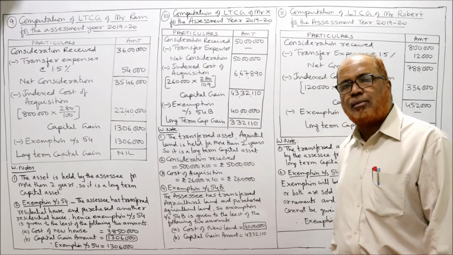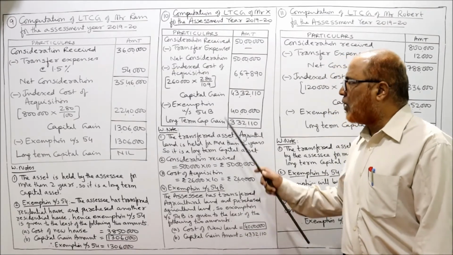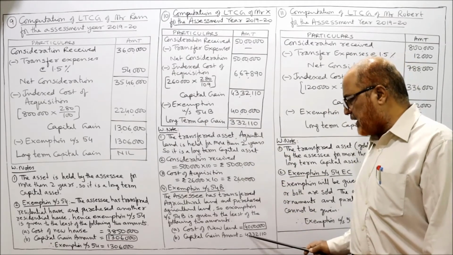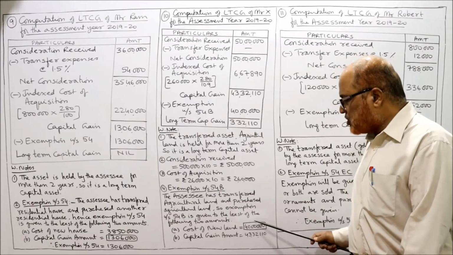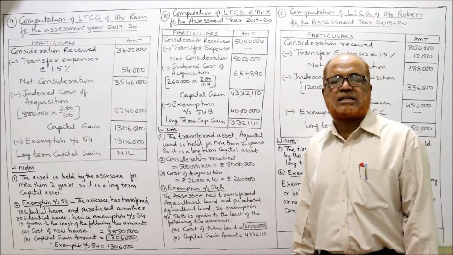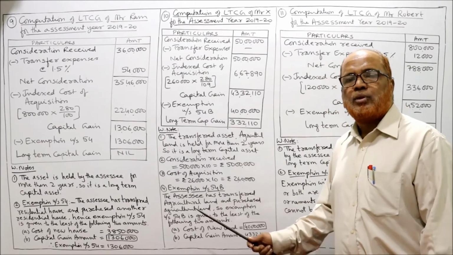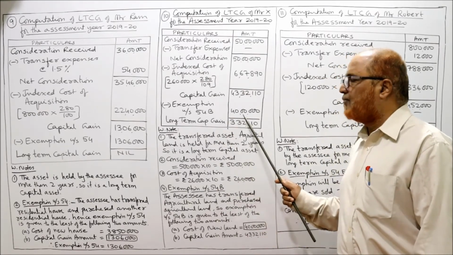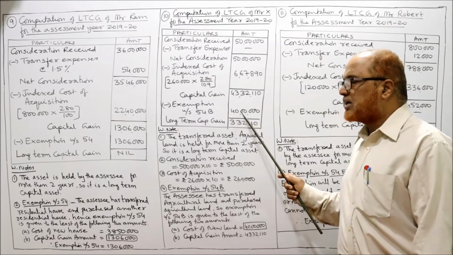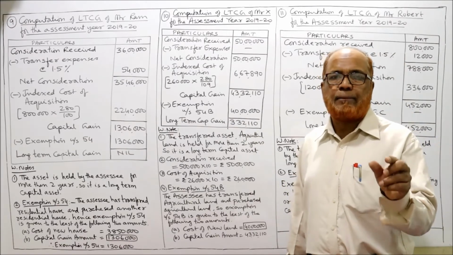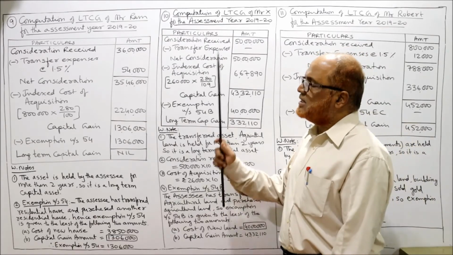It is given in the problem. And capital gain amount, how much is the capital gain amount? 43,32,110. In these two amounts, whichever is least will be the exemption. The least amount is 40 lakh. So exemption under section 54B, 40 lakh. Deduct 40 lakh, and 3,32,110 is the long-term capital gain. That's it. This is the 10th problem.